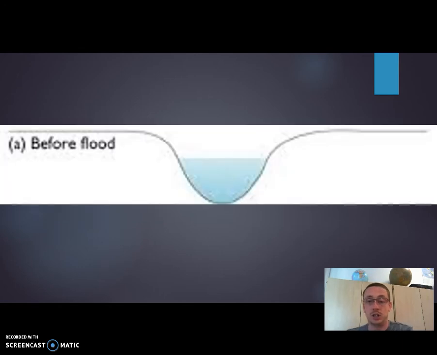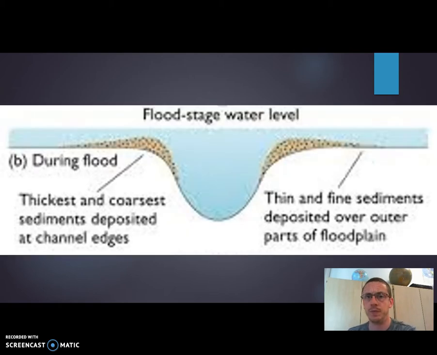So, to start us off, think about this as a cross-section of a river before it floods. So it's just flowing down through its valley, nothing much is happening, all the material that it's taking with it is flowing inside the river channel. Then the river floods. So as it floods, the water level obviously rises, and some of the material that the river was carrying is now going to start to get deposited across the floodplain.